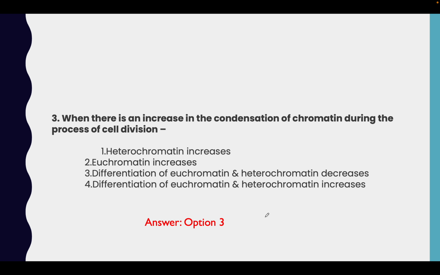Yes, when there is an increase in condensation of chromatin, the euchromatin, which is highly condensed, forms the chromosomes. So distinction between heterochromatin and euchromatin is lost. So that's why option 3, differentiation of euchromatin and heterochromatin, decreases. It is not that heterochromatin decreases, it is saying that distinction between euchromatin and heterochromatin decreases. Because when there is condensation of chromatin, it forms a chromosome. So distinction is lost there. Okay.